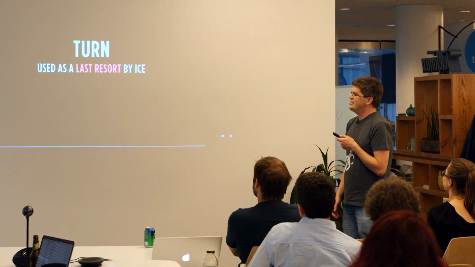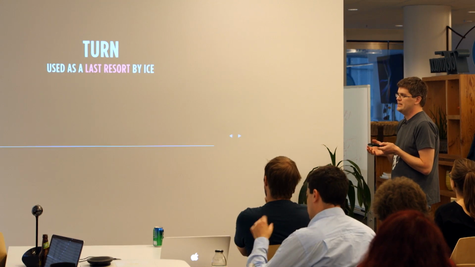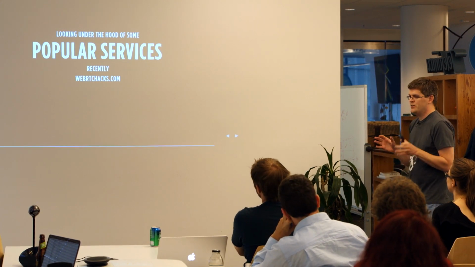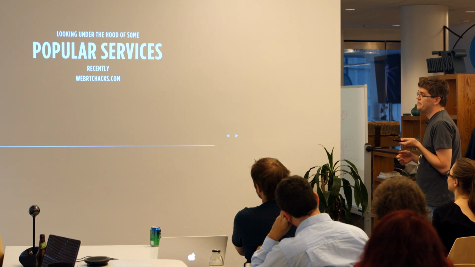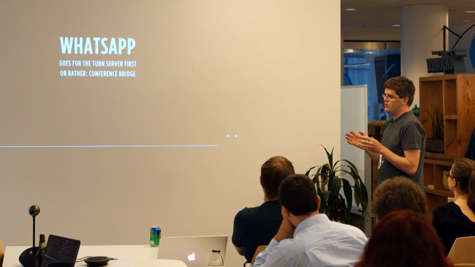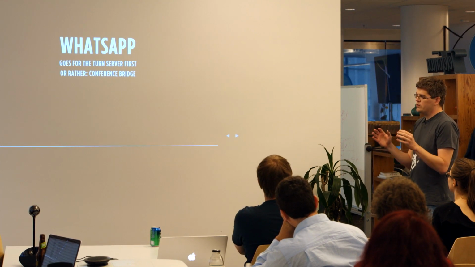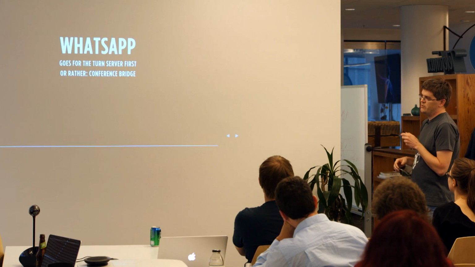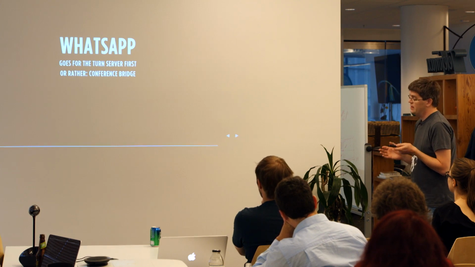So turn, as I said earlier, is used as a last resort by ICE. However, recently, and I talked about that at Signal yesterday, I've been looking under the hood of some popular services. You can find the articles on WebRTC hacks. So I looked at WhatsApp. And WhatsApp is not using turn as a fallback, but rather they are going for the turn server first. So in WhatsApp, all calls go via the relay server for the first few seconds. Actually, they're calling this relay server a conference bridge, which might imply that in the future they have multi-party calls. Maybe, we'll see.